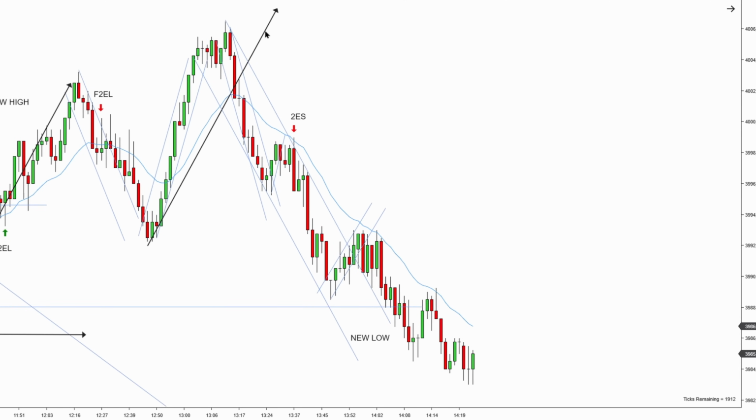And notice, from the very top all the way to here, not a single close above the EMA. The EMA kept rejecting every single time. And that's generally a sign that there may potentially be another spike in a channel, once you're below the EMA every single time like this.